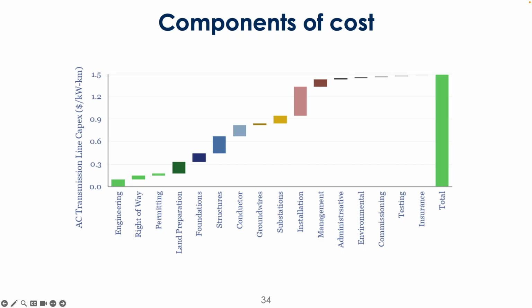So this is a breakdown of a lot of the things that you might expect contribute to the total cost components of a transmission line. Some of these things are fairly fixed, but some of these things can have a lot of variation.